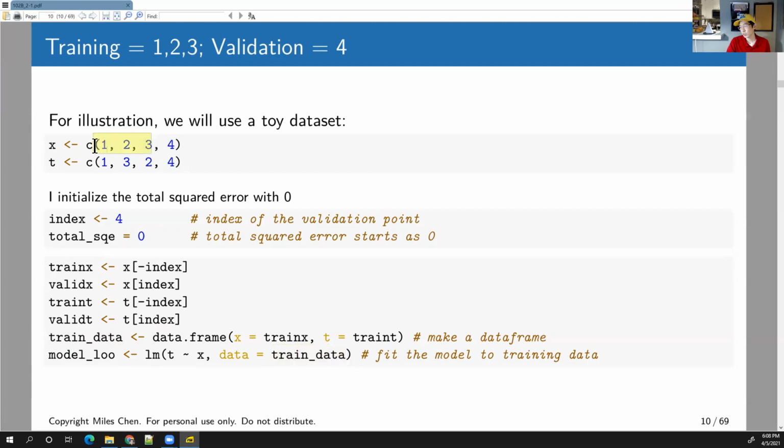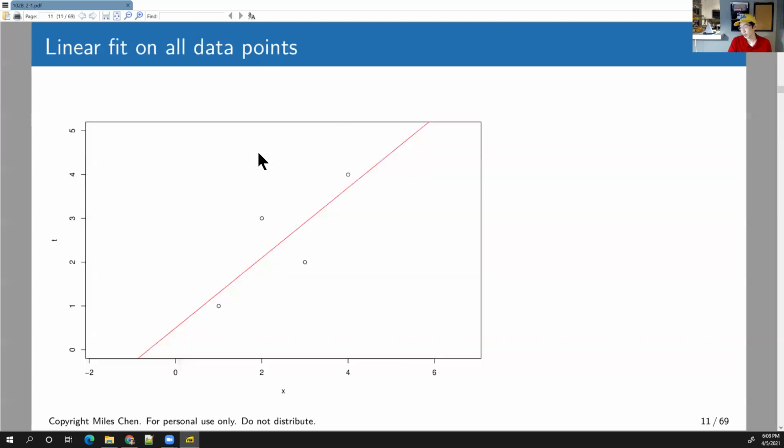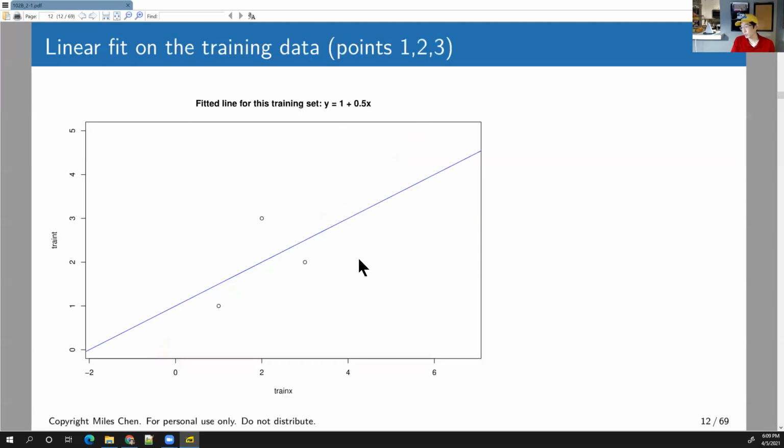So we're not taking the full data set. We're only taking these 3 points, 1, 2, 3, and 1, 3, 2, to fit my model. If I were to fit all 4 data points, this red line would be the line of fit. But I'm not using all 4 data points, I'm using only data points 1, 2, and 3. When you only have 3, this is the line of best fit that's going to get fit. The line that gets fit is y equals 1 plus 0.5x.